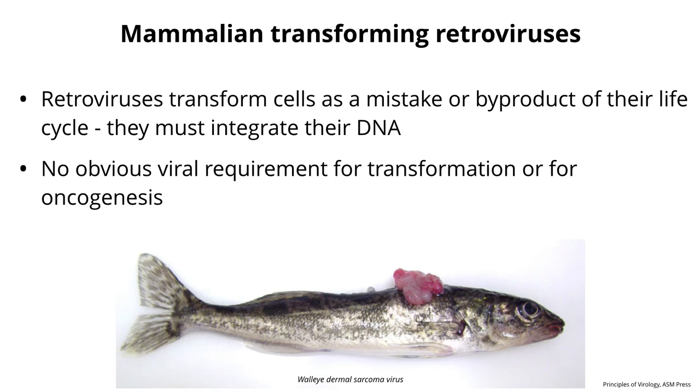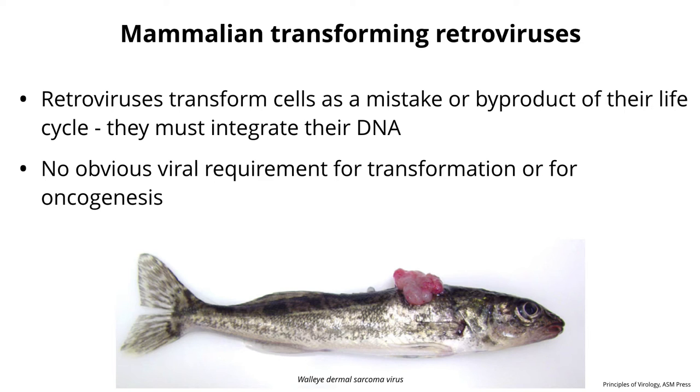We've talked about mammalian transforming retroviruses and avian transforming retroviruses. The transformation of cells is a mistake. The replication cycle of these viruses does not require transformation in order for it to succeed. All right, the picking up of an oncogene is a mistake. The integration next to an oncogene is a mistake. None of that is needed for virus replication.